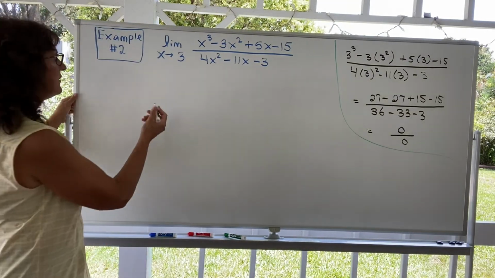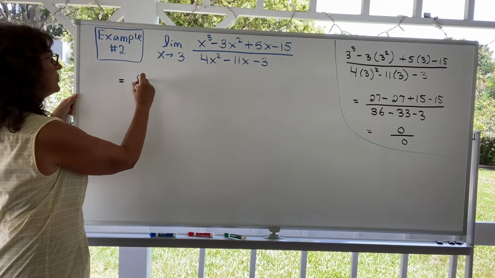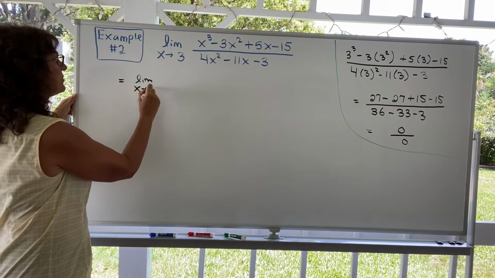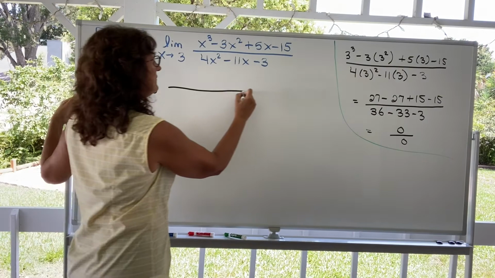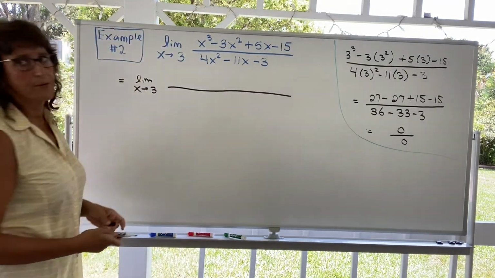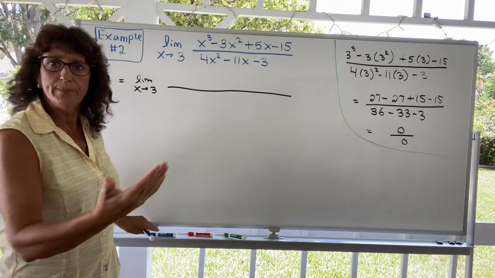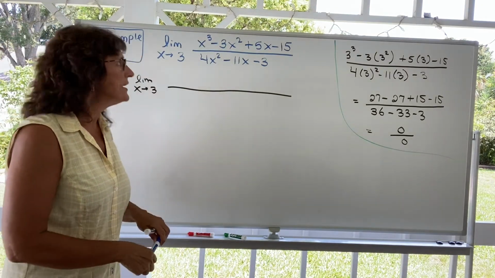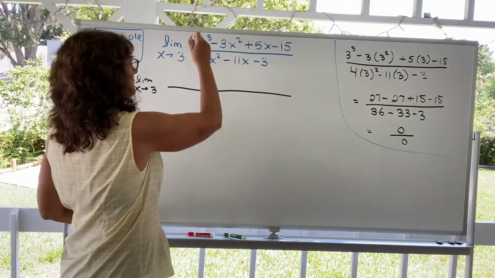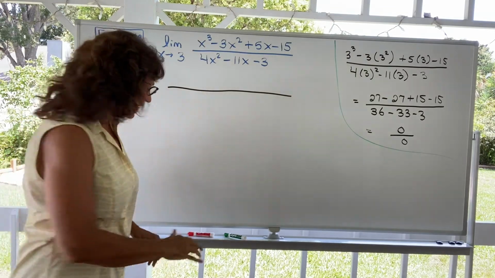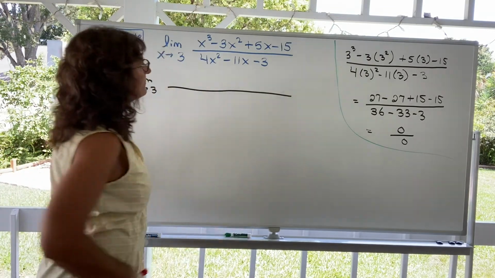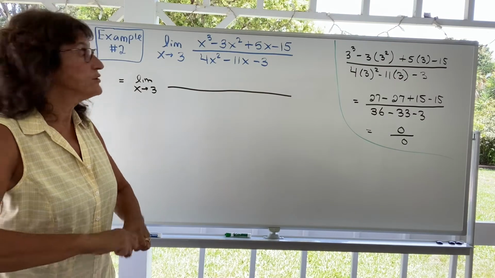This is a little bit more involved. So how would we factor here? We want to take the limit as x approaches 3. How would we even begin to factor this? Okay, in the numerator you have a cubic function. One of the things you can do with the numerator is consider factor by grouping, if you remember that from your algebra class.